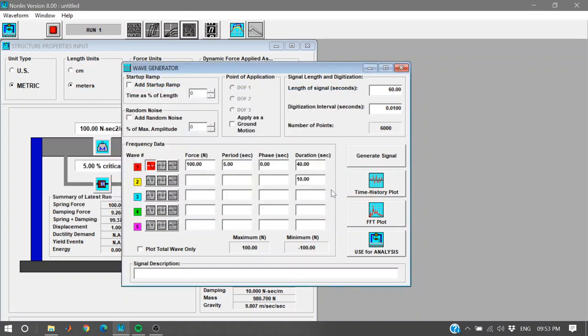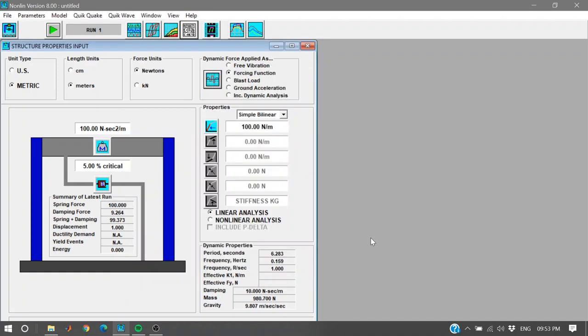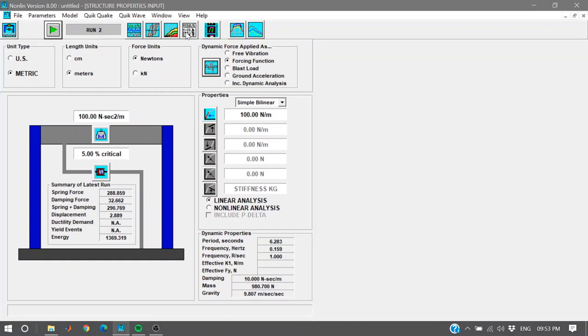Then, very important, once we have generated the signal, we have to press this button, use for analysis. Unless and until you press this button, this function that we have created won't be used in the analysis. So say I select this use for analysis, now it is there. And again, if I press this run analysis, it is showing me the results. I can go to my result tab.